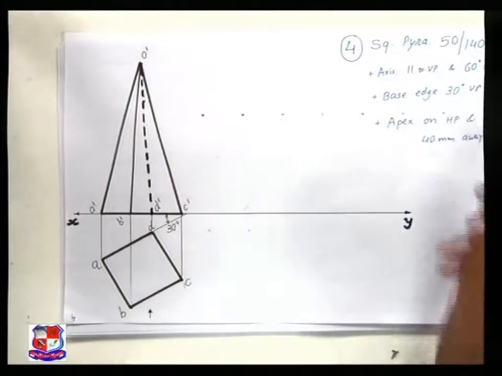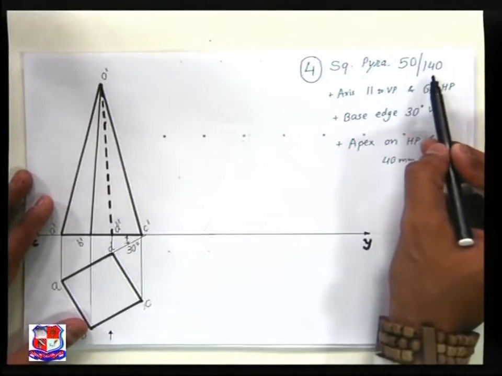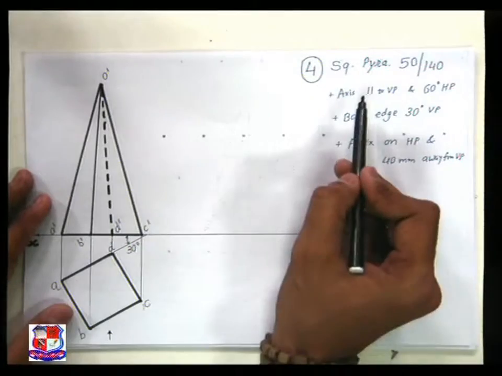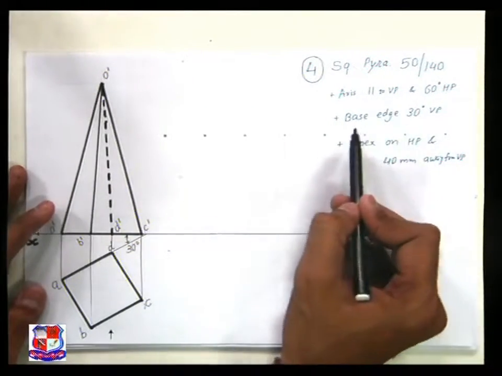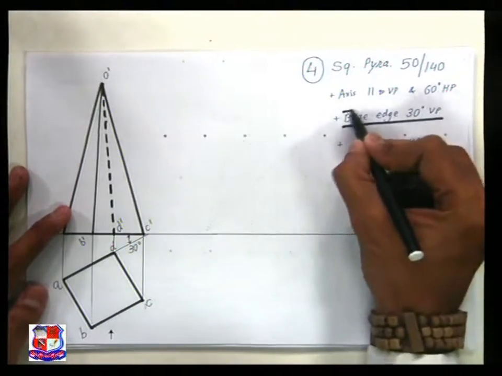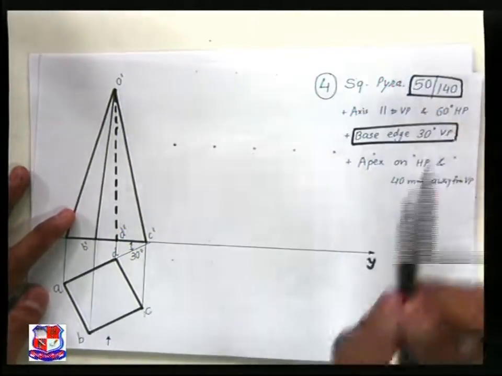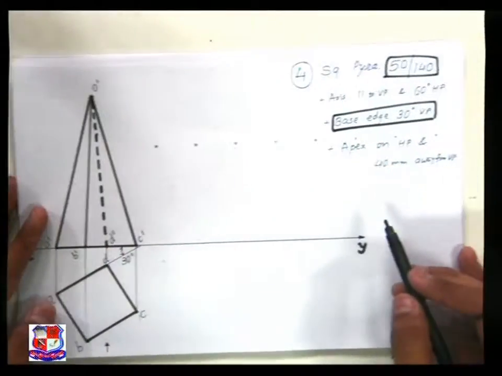Now we have drawn a square pyramid, 50 mm side length, 140 mm height, and axis parallel and base edge is 30 degree to VP. This we have drawn, right? Up till now it is drawn. This is also drawn. Now think about next steps.